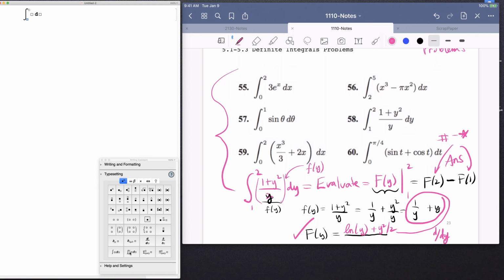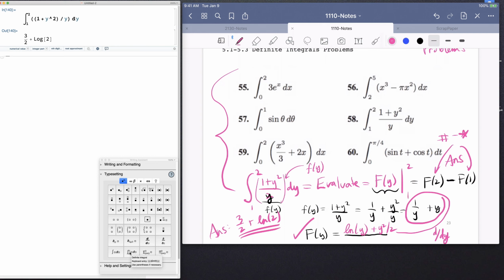Just so you can see what the answer is going to be, what you can work towards: the integral from 1 to 2 of 1 plus y squared divided by y. Make sure you do 1 plus y squared quantity divided by y, integrate with respect to y, those letters matter. The answer is 3 halves plus the natural logarithm of 2. So that's what you're shooting for.